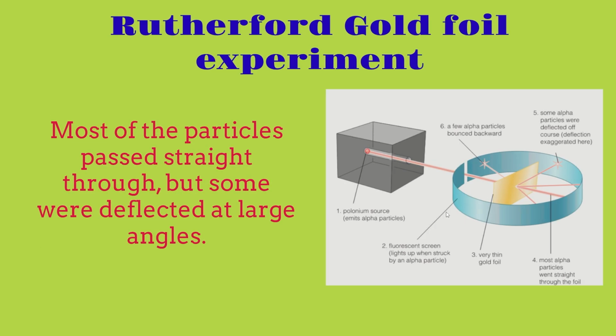So what he noticed was that most of the particles passed straight through the foil, but some were also deflected at large angles. So you can see here that most of the alpha particles went directly through and hit the edge at the back, but you can also see that some got deflected frontwards, some got deflected backwards in different angles. So this was something that Rutherford noticed. He noticed that they were being flown into different directions and also different angles.